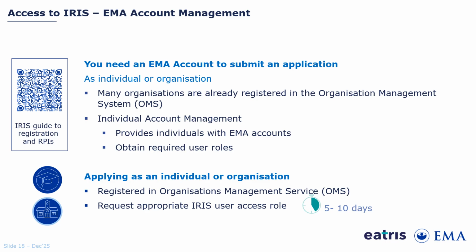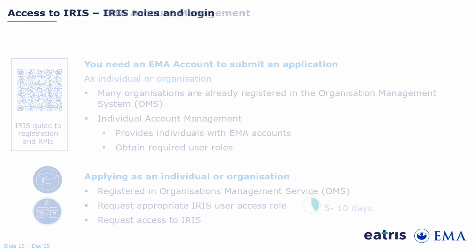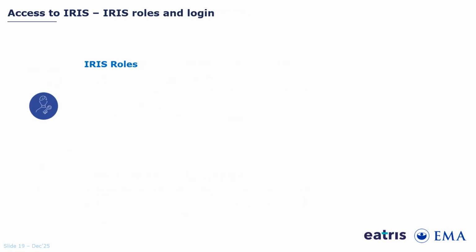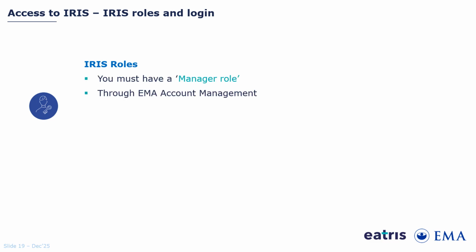Once you have registered your organization, the next step is to request access to IRIS, which is done via the EMA Account Management Portal. In order to create an application for scientific advice in the IRIS portal on behalf of an organization, you must have already registered and been granted a manager role through the EMA Account Management Portal. For this, create a service desk request and attach the required documentation. Approval can take up to 2 working days.